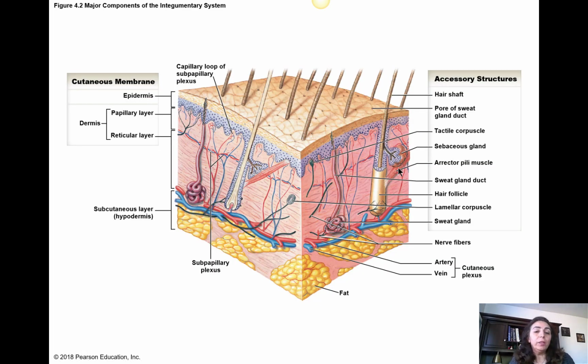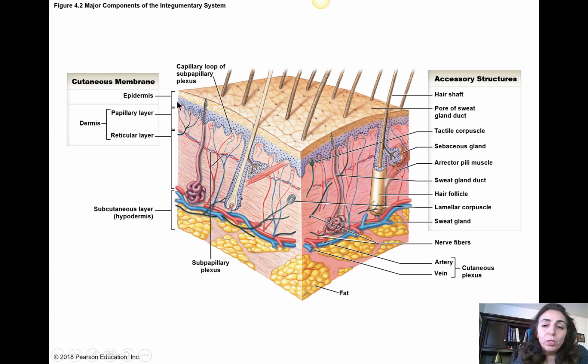So getting back to the skin as the first organ of the integumentary system, pay attention that each one of these parts is considered one organ, like hair is one organ, or hair follicle. Each of these glands, sweat glands, sebaceous glands, skin by itself, or the subcutaneous layer, each one of these is an organ, as we had it on the first slide.